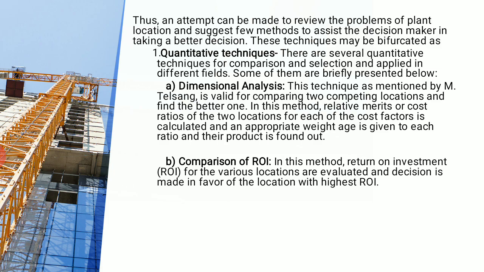In this method, return on investment for the various locations is evaluated and the decision is made in favor of the location with the highest ROI. Naturally, wherever you are investing and whatever returns you get, those returns are compared. Once those returns are compared, you will better come to know whether I should go for A, what will be the ROI for A location suppose, what will be for B, what will be for C, D, and likewise. That means when various alternatives are available, we can find out the return on investment, and we can compare it, to see which location gives us the best or highest ROI. That location can be selected. So this is the second technique, which is comparison of ROI.